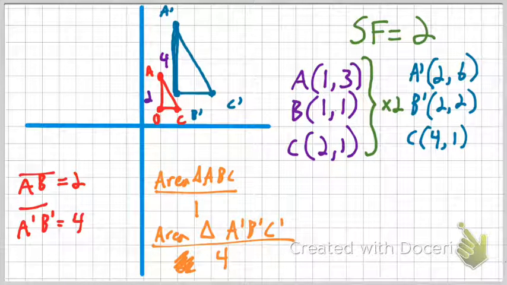Okay? So, when the dimensions of our shape double, the area does not double with it. The area actually goes up at a different rate, so we need to make sure that we check that. Okay? Any questions there? All right.